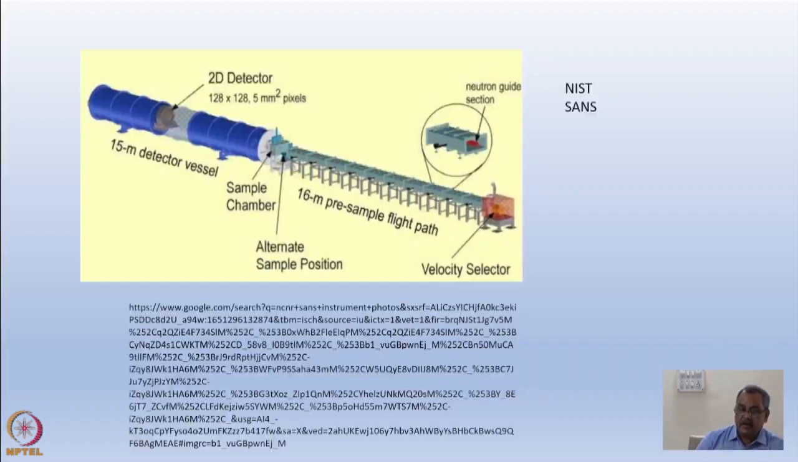So I have just shown you one more example, an international example. This is the NIST instrument. It has the same principle, only because you have a large number of neutrons falling. You can see the pre-sample flight path is 16 meters. You have got a detector vessel which is farther 15 meters, so almost 30 meter length, a 30 meter SANS. And here also you have a velocity selector that gives you the desired range of lambda for your experiments. So with this, I'll stop. I'll continue with this in the next lecture.